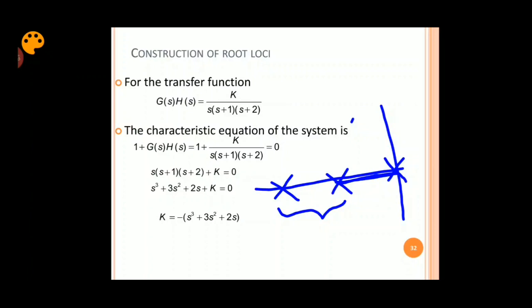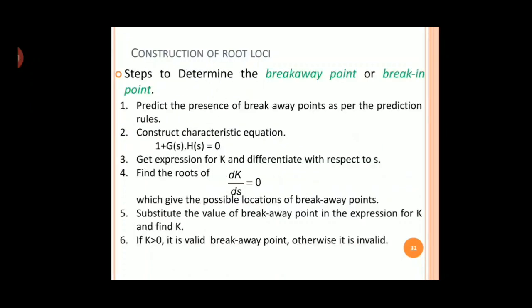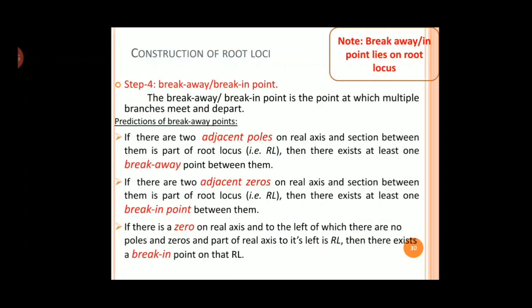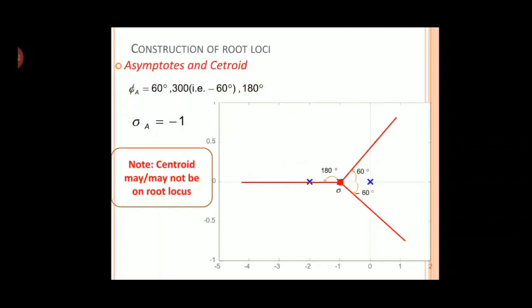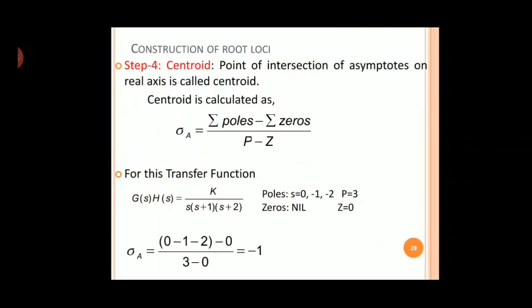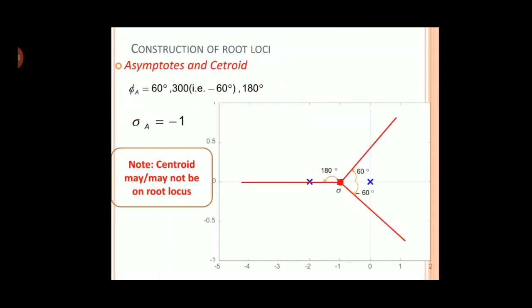And the third rule, just to recall again, we'll go to that slide. The first rule talks about adjacent poles with RL in between them, then there is a possibility. The next rule says adjacent zeros, and the next rule says the leftmost zeros. Anyway, these two rules are not applicable. So this rule is applicable, and we have predicted that, as we can see in this graph, there might be a possibility of a breakaway point in between this section.